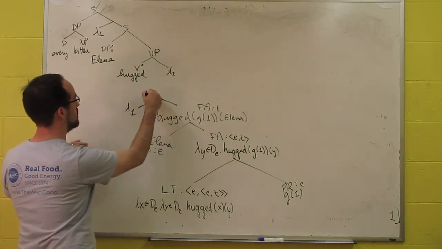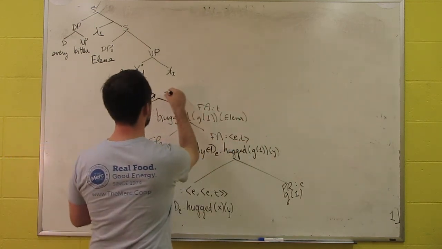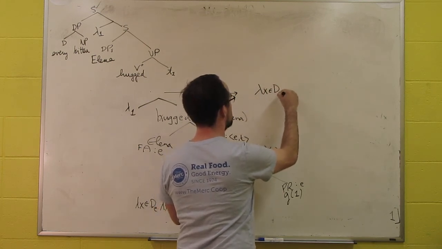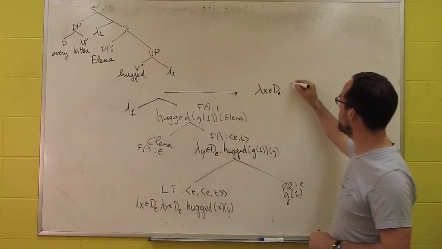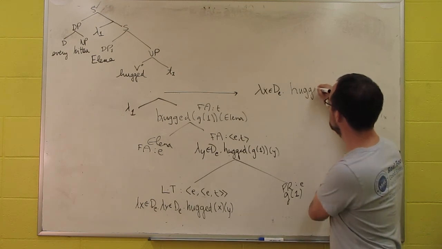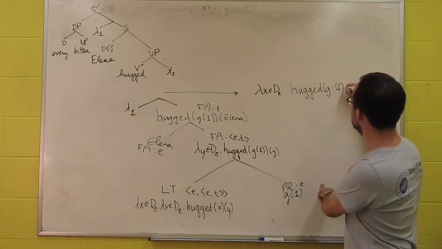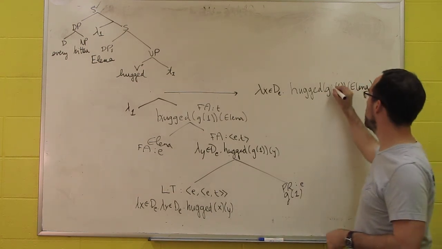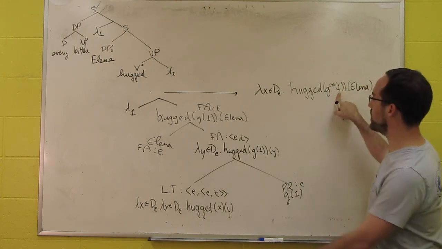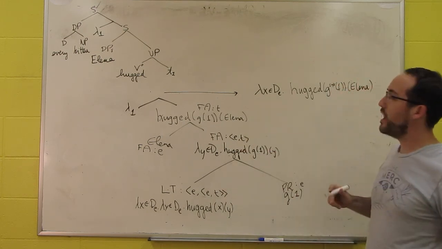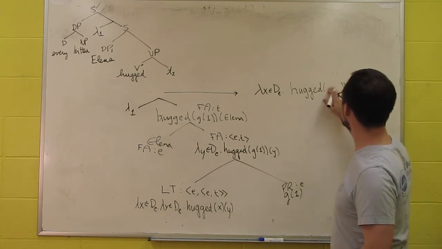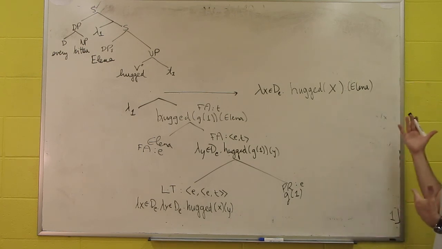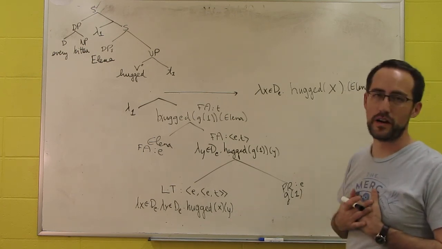So we'll move it over here and show how this works, right? We add the property, then we copy the value, then we modify the value so that the index maps to the variable, and then we plug it in. And we get lambda x hugged x Elena, the property of being hugged by Elena.